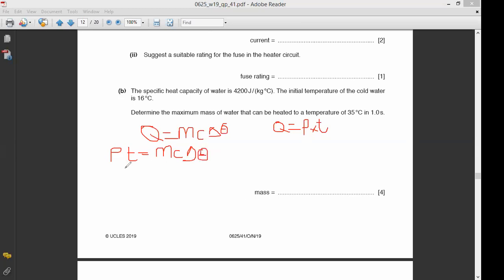Okay, so what is the power? I think the power is 9,000, right? 9,000 times what's the time? 1 second is equal to, we are looking for the mass, times 4,200, times delta theta, which is 35 minus 16, isn't it? Okay, I need you guys to do that now and tell me the answer for mass.